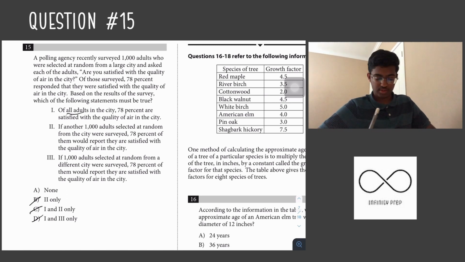Number 3, which is if 1,000 adults selected at random from a different city were surveyed, 78% of them would report they're satisfied with the quality of air in the city. This would be wrong for the same reason as number 2, but this would also be wrong for another reason, which is they were selected from a different city. So it gives completely different results and may not necessarily match up with the results of the original study. So 3 would also be wrong, and we're left with A, none of the above.